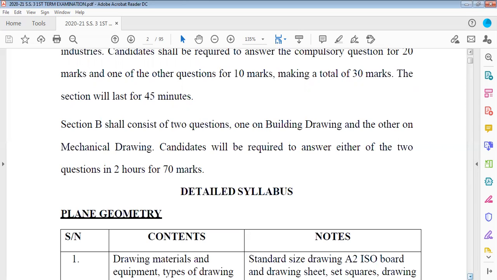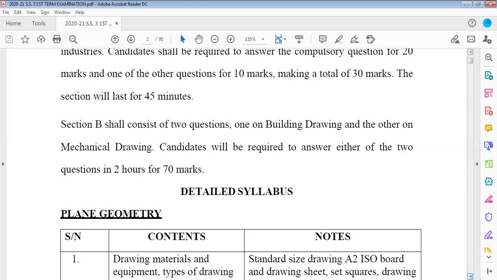So for Paper 3, the total is 100 marks, as I've said: 30 marks for the sketching, and 70 marks for either building drawing or mechanical drawing. So that is 100 marks. Paper 1 is 40 marks. Paper 2 is 60 marks. So the total marks you're expected to work on here is 200 marks. So WAEC will grade you based on whatever you get. I believe you understand what I said here now.